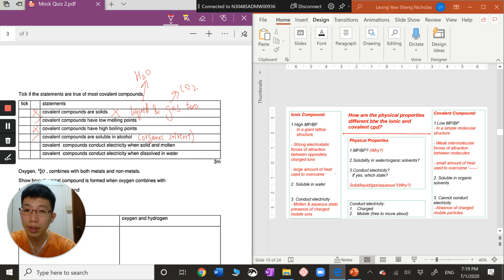Covalent compounds conduct electricity when solid and molten. This one is false. The reason being, even though the particles are free to move about, there are no charged particles to carry the charge. That's why they cannot conduct electricity in solid, molten, or aqueous state. Dissolved in water just means your aqueous state. The word aqueous means water, so aqueous is what is dissolved in water.